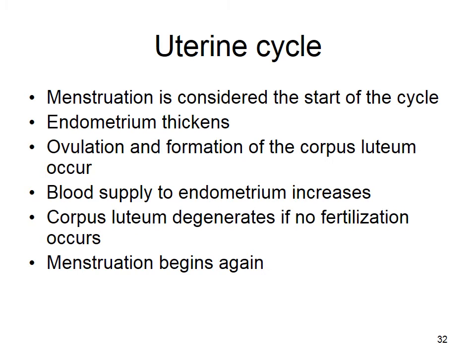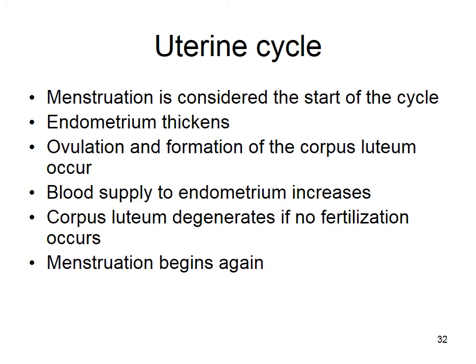So the ovarian cycle drives the uterine cycle, because the ovarian cycle is what causes changes in estrogen and progesterone levels, and changes in estrogen and progesterone levels change things within the uterus. For the uterine cycle, menstruation is considered the start of the cycle. The endometrial layer is shed, and then it starts again with the endometrium layer thickening.